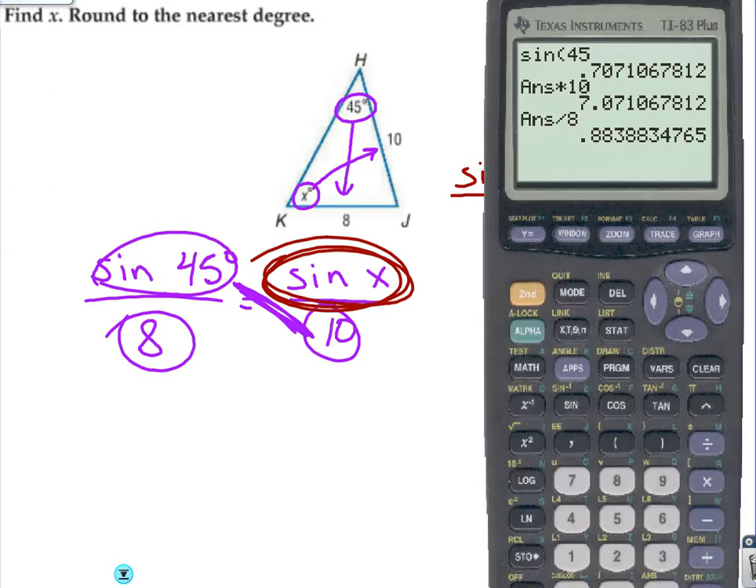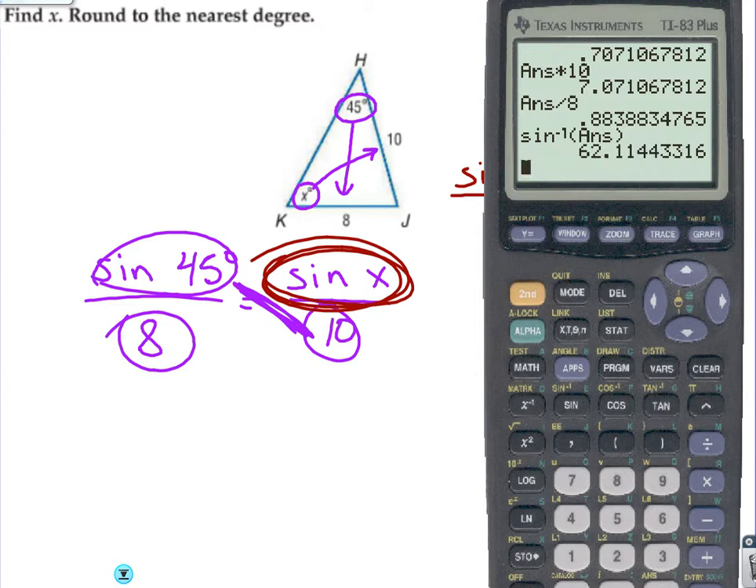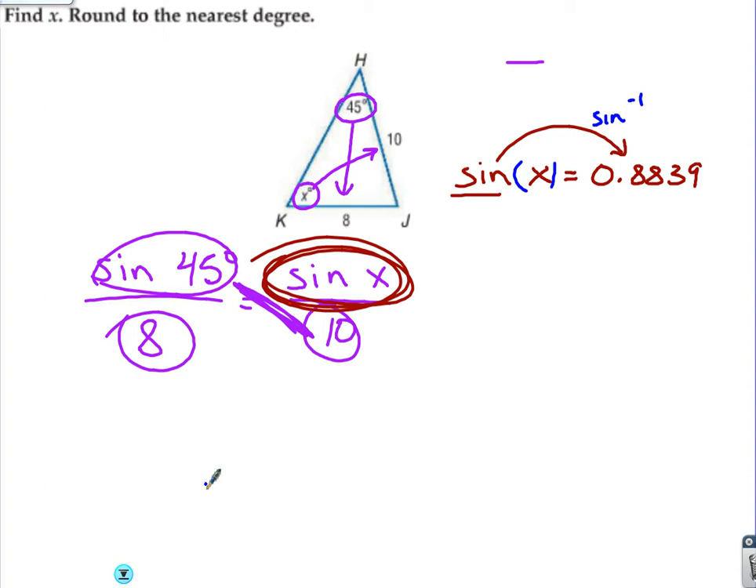So going back to my calculator, look, I've still got that up there. So what I can do is the inverse sine of my answer, enter. 62.11, so about 62 degrees. So x is about 62 degrees.